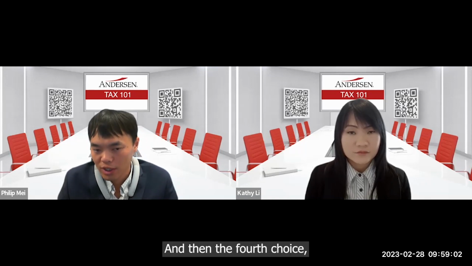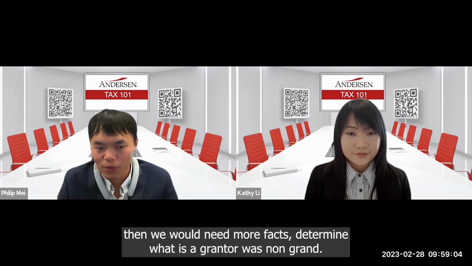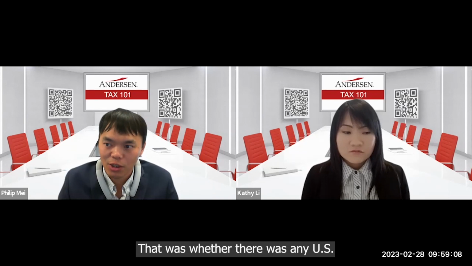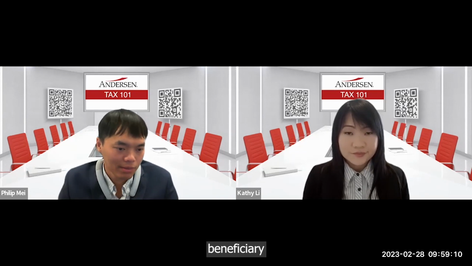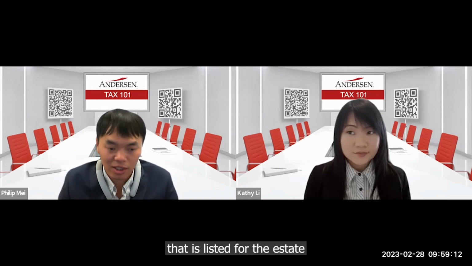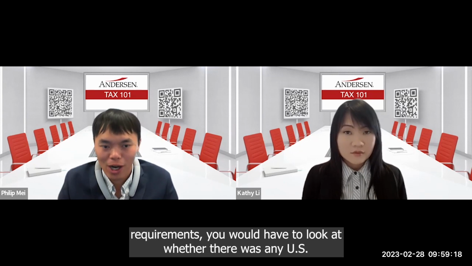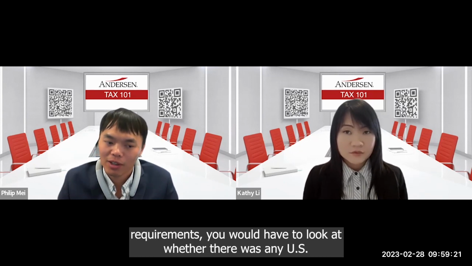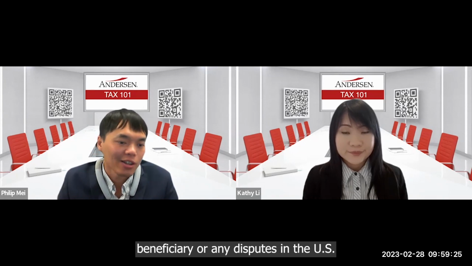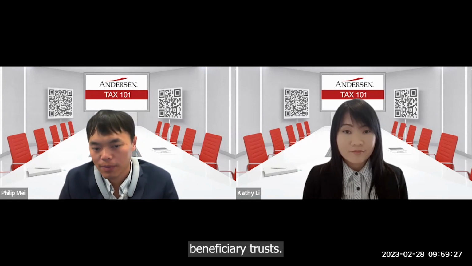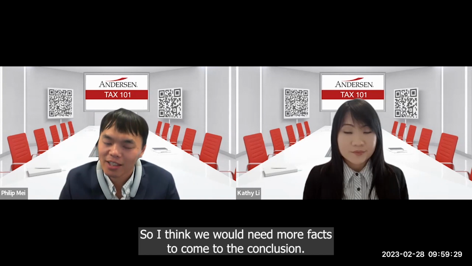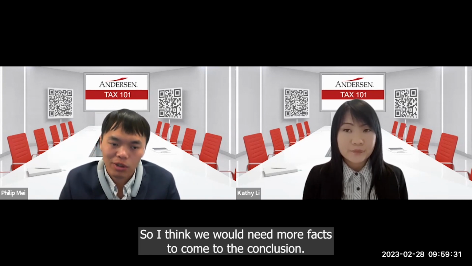And then for the foreign trust, we would need more facts to determine whether it's a grantor versus non-grantor trust, whether there was any U.S. beneficiary that is listed for the estate. Being the trustee of a foreign trust doesn't necessarily create any reporting requirements. You would have to look at whether there was any U.S. owner or U.S. beneficiary or any distribution to a U.S. beneficiary first. So I think we would need more facts to come to a conclusion.